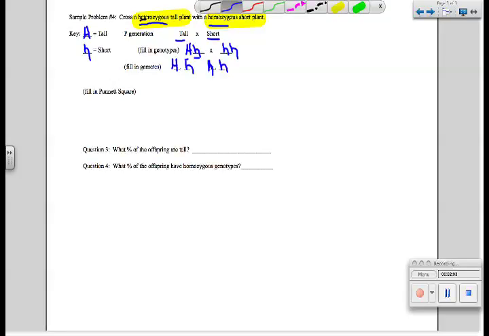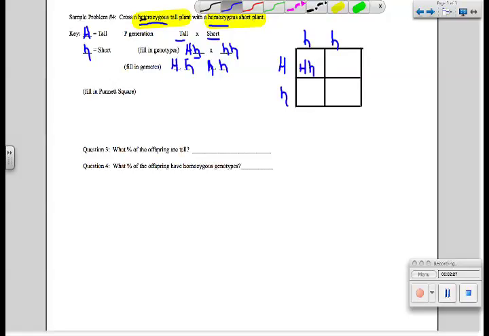Now let's do our cross. All right, I'm going to go ahead and put one parent across the top and one parent down the side. If I go ahead and fill out my cross now, I end up with capital H, lowercase h, lowercase h, capital H, lowercase h, lowercase h, lowercase h, lowercase h.